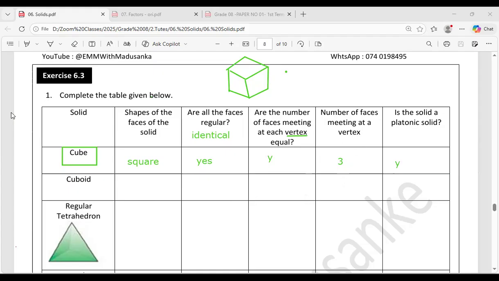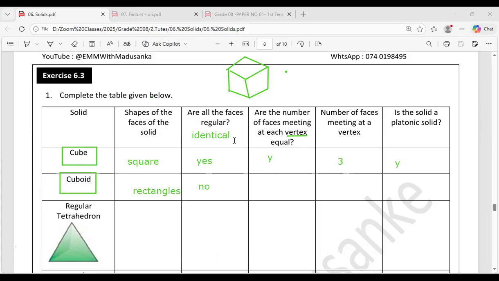Now we are going to do cuboid. Shapes of the faces of the solid. Like rectangle. Rectangles. Okay. Are all the faces regular? No. No. Right? No.